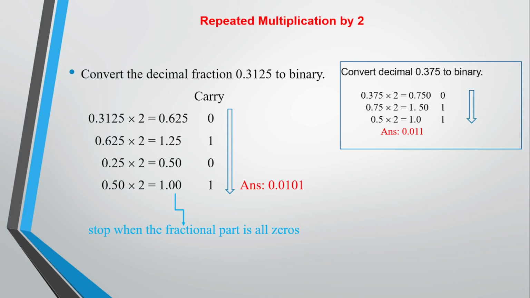Now, in exactly the reverse order, put the binary digits represented by the carry from upper side to lower side. So 0.0101, don't forget to put the binary point first. Okay, so 0.0101 will be the equivalent binary number for the decimal fraction 0.3125.